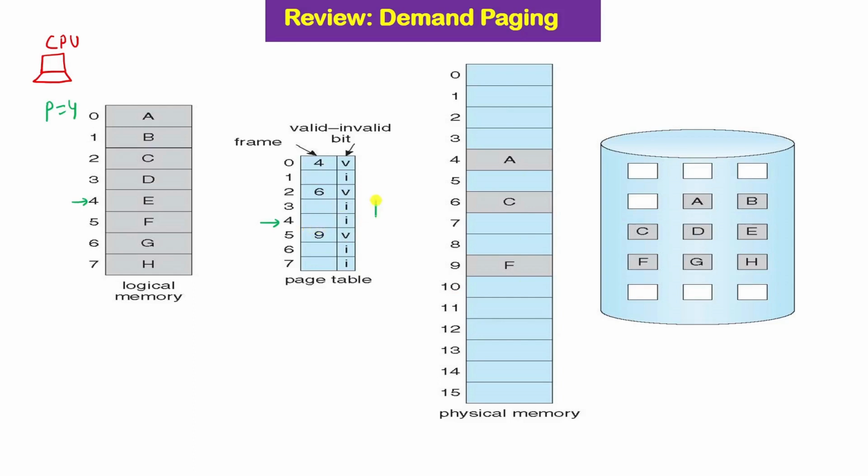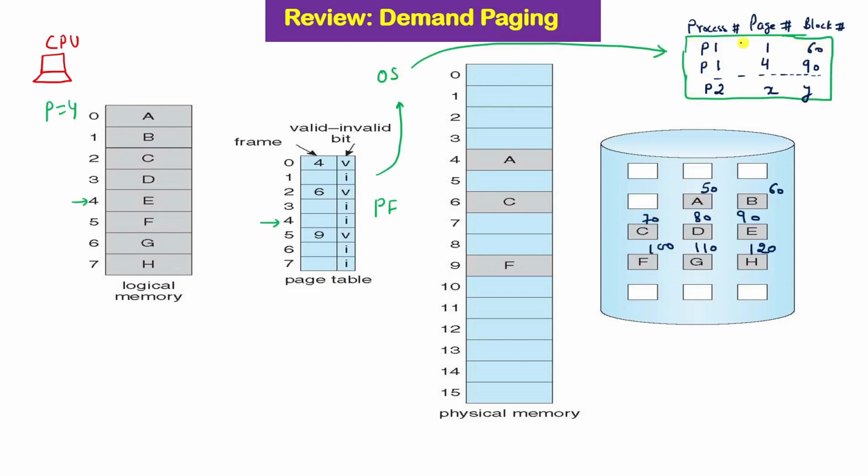So what will happen? A page fault will be generated, or you can say a trap or an interrupt will go to the operating system, and then the operating system will search inside its table. This table is prepared by the operating system, and the operating system consults it whenever a page fault is generated to check which page number is stored inside which block number. So let's say we want to search for page number 4 of process 1. Page number 4 is mapped to block number 90 inside your hard disk.